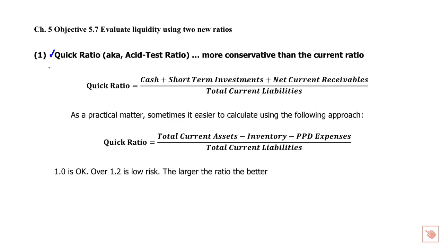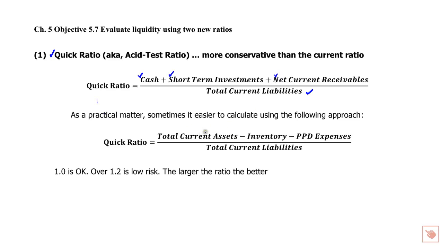This one is going to be more conservative. If we look at the ratio here, it's still going to have total current liabilities in the denominator, but instead of having total current assets in the numerator, it's just going to have cash, short-term investments, and net current receivables. Net current receivables are net accounts receivable plus any notes that are coming due in the current year.